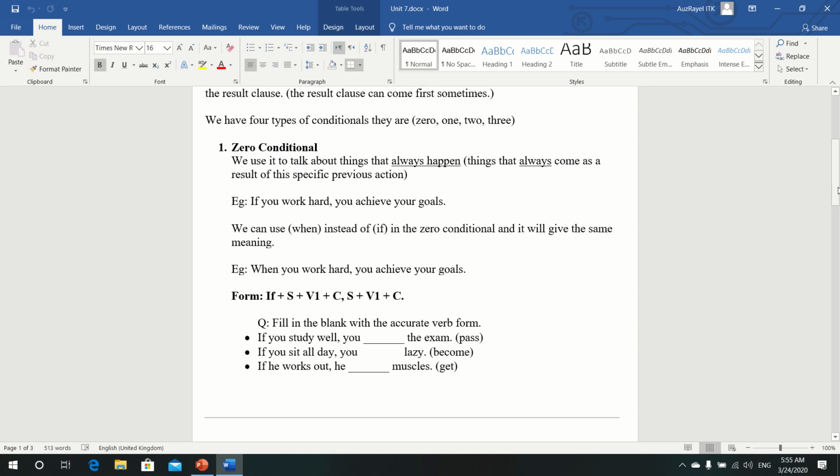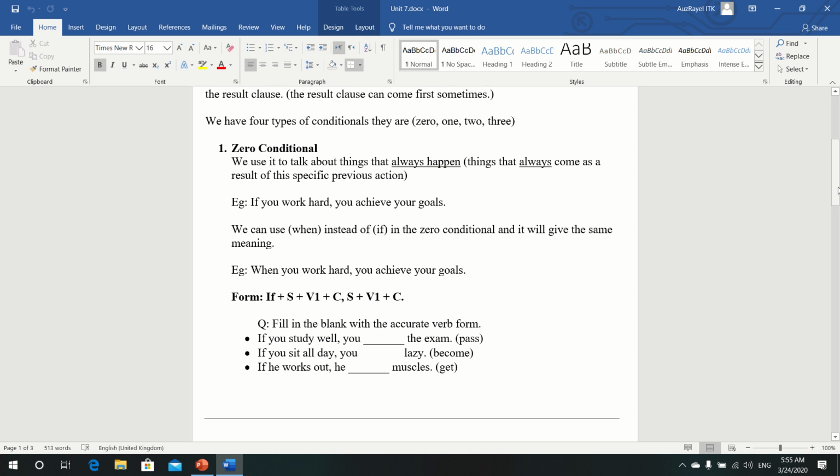Okay, so we have four types of conditionals. They are type 0, type 1, type 2, and type 3, or we can call them 0 conditional, first conditional, second conditional, and the third conditional. Okay, so starting with the 0 conditional, we use it to talk about things that always happen. Something that always happens, we use 0 conditionals to talk about it. Things that always come as a result of this specific previous action.